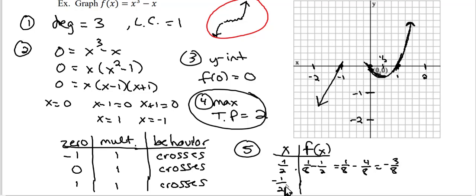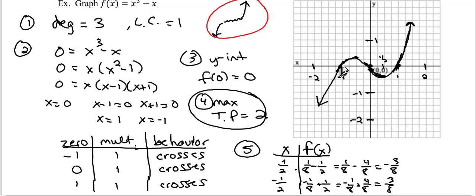When I plug in negative 1/2 to find how high it goes up, I get negative 1/8 minus negative 1/2, which would be plus 1/2. Negative 1/8 plus 4/8 will be 3/8. So we're going to do the same thing. This is a 1, so 3/8. This is half, which would be 4/8. So I'm going to be here for that halfway point.